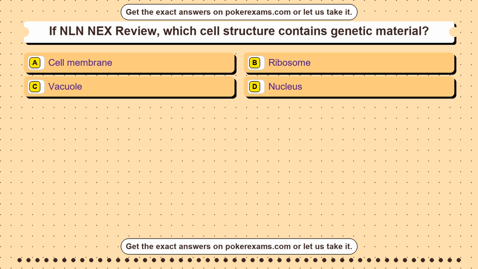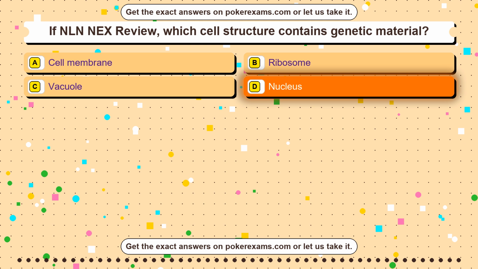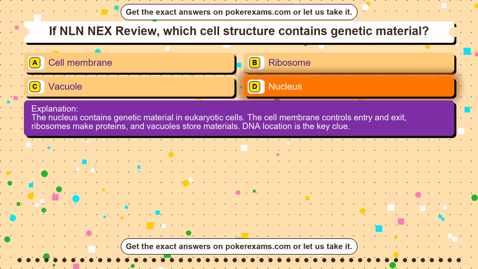Question 10. If get reading practice test, which force pulls objects toward Earth? Option A friction. Option B magnetism. Option C static electricity. Option D gravity. The correct answer is option D. Gravity pulls objects toward Earth. Friction resists motion, magnetism acts between magnetic materials, and static electricity involves electric charges. The downward pull clue identifies gravity.